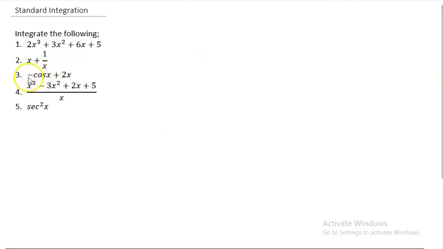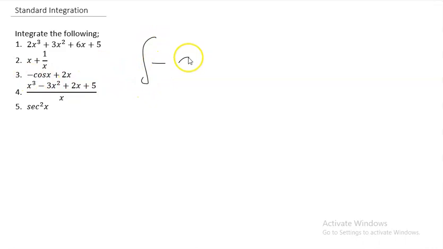For number 3, we have negative cos x, plus the integral of 2x. So now when you have things like this, when you have constant terms, it's preferable that you take it outside of the integral sign. So we have a constant term here, which is negative 1. So that will be negative 1, or you can just put the negative sign. It doesn't really matter.